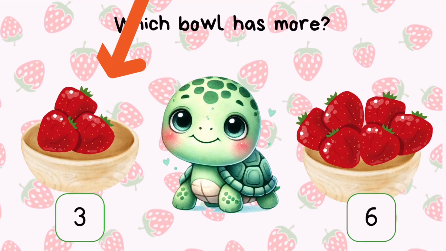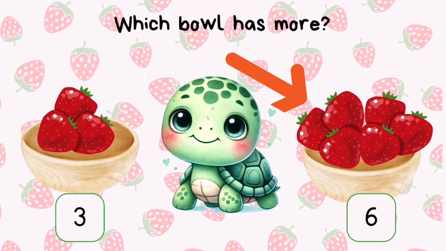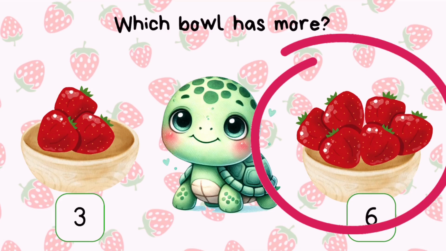The next bowl has 6 berries. 1, 2, 3, 4, 5, 6. Which bowl has more? Great job. That's right. The one with 6 berries has more.